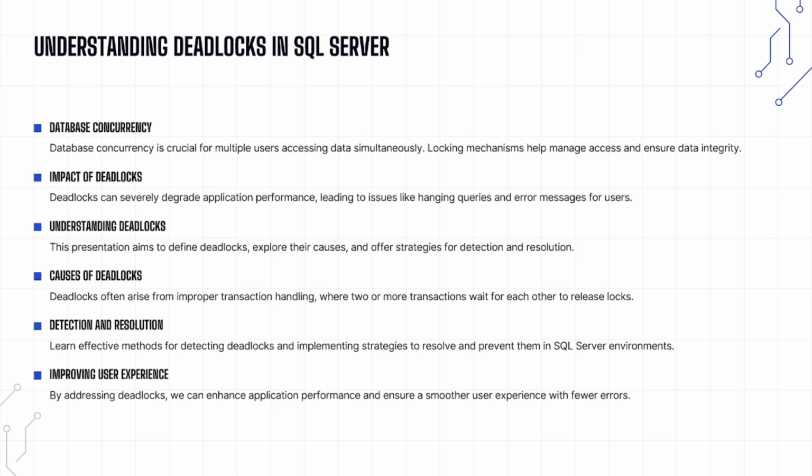Imagine an online store where hundreds of customers browse and buy products simultaneously. That's concurrency in action. A database like SQL Server is designed to handle multiple users accessing and modifying data at the same time. To manage this and prevent issues, SQL Server employs locking mechanisms. Think of these locks as traffic signals that control the flow of data access, ensuring that everyone gets their turn without crashing into each other.